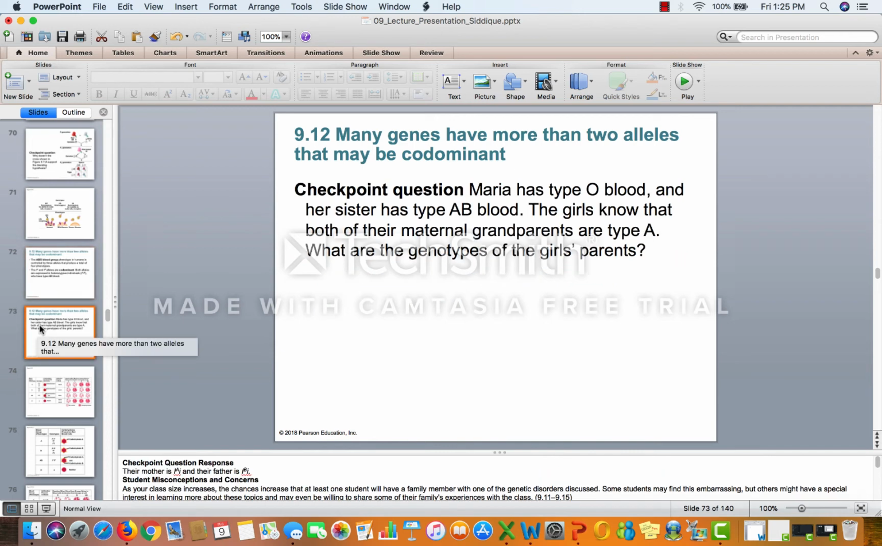So here's a checkpoint. Maria's got a type O blood. And by the way, O negative is a universal donor, okay? And her sister has a type AB. By the way, AB positive is a universal recipient, okay? The girls know that both of their maternal grandparents are type A. What are the genotypes of the girls' parents? The mom's got to be what? Homozygous for type A, so she's IA, and the dad's got to be homozygous for type B, that's IB. So that's the genotypes of the girls' parents, IA and IB, right?